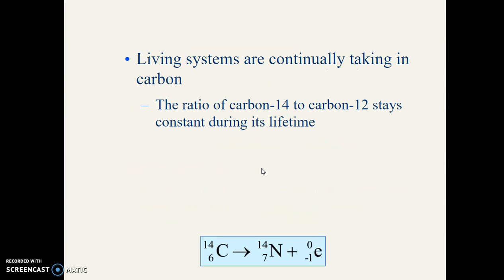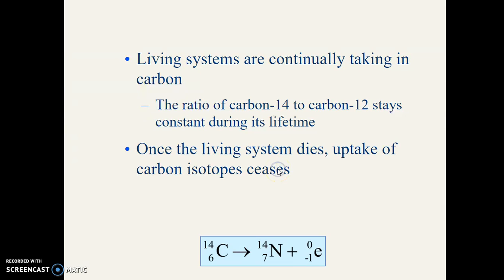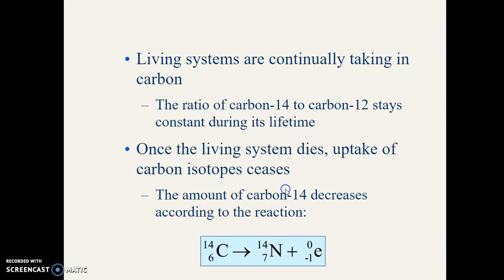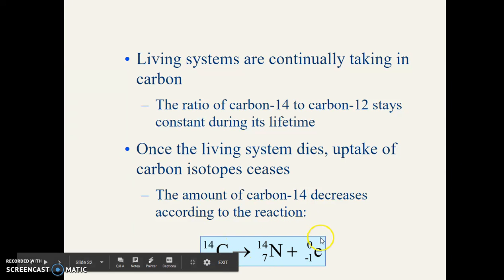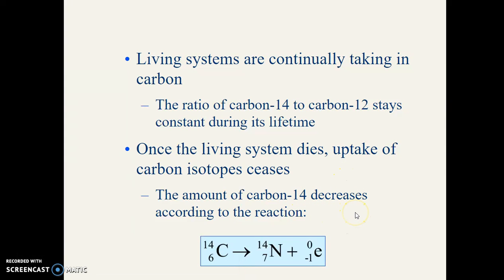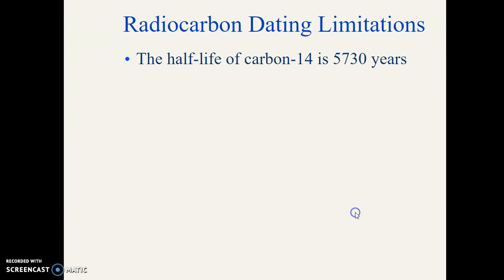So living systems are continually taking in carbon. The ratio of carbon-14 to carbon-12 stays constant during the lifetime. Once the living system dies, the uptake of the carbon isotope ceases, and then the amount of carbon-14 decreases according to this reaction. It's going to decompose by giving off beta particles, going through beta radiation into nitrogen-14. So you just see how much carbon-14 is left compared to how much was in the beginning, and that'll tell you how long it's been decomposing.